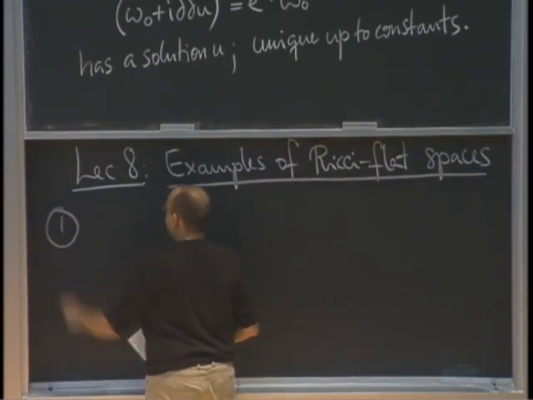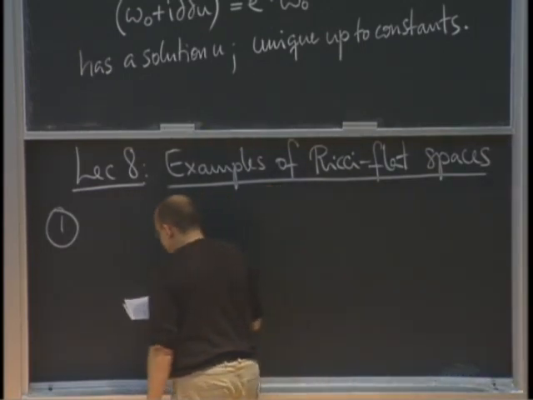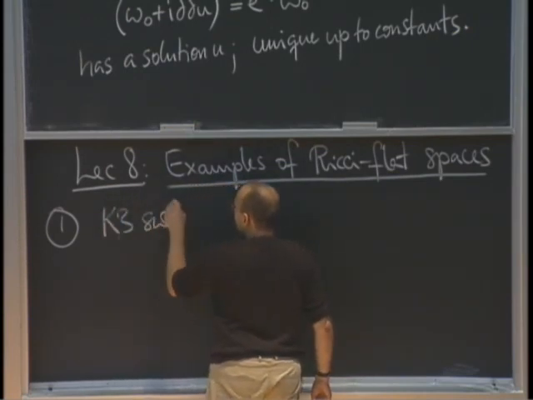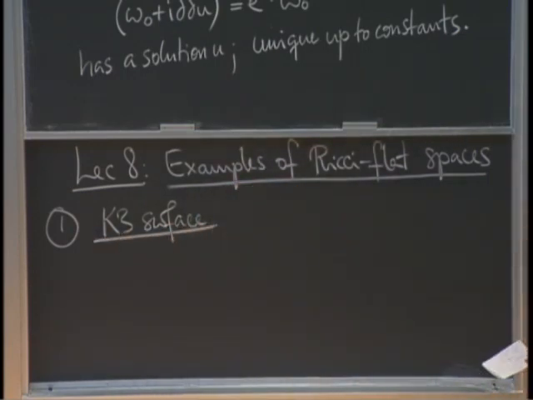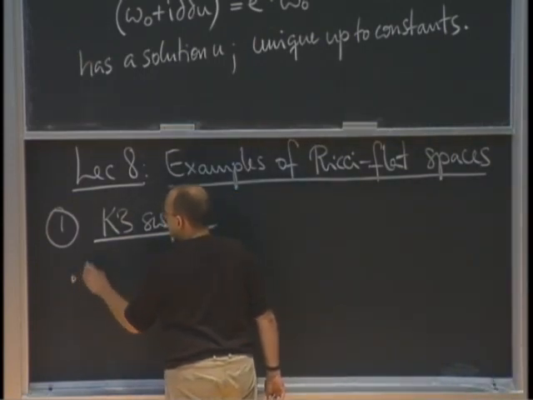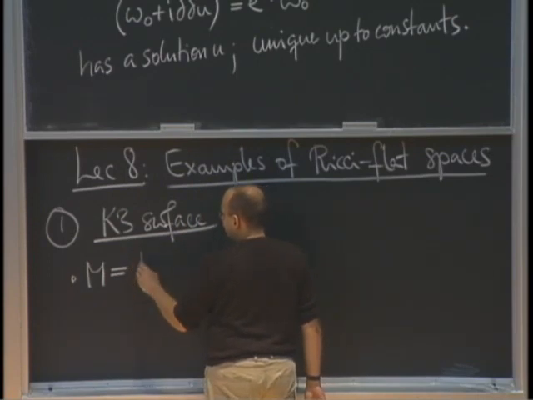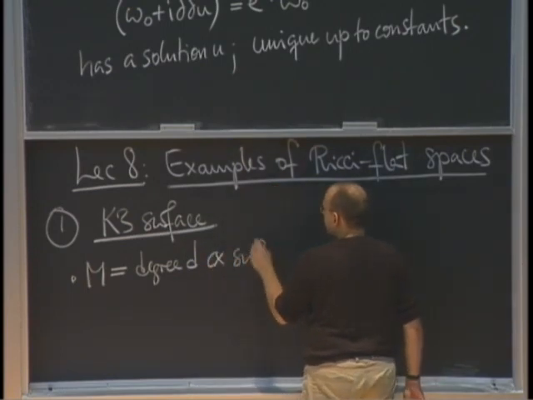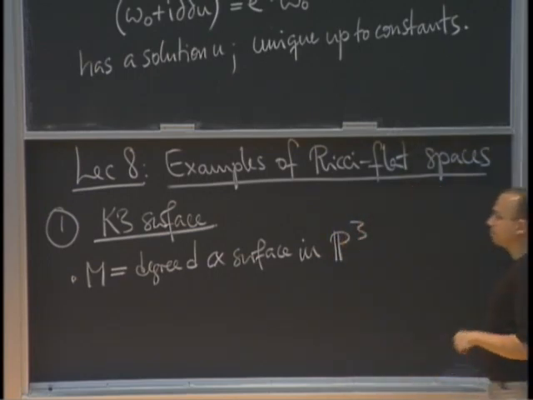I'm going to try and give you 3 examples. First one is actually still pretty abstract. So, K3 surface. Say you start with a degree D complex surface, algebraic surface in P3. So the zero locus of a degree D polynomial.